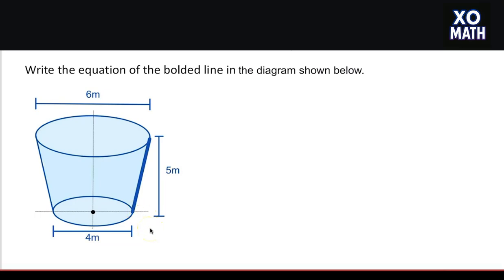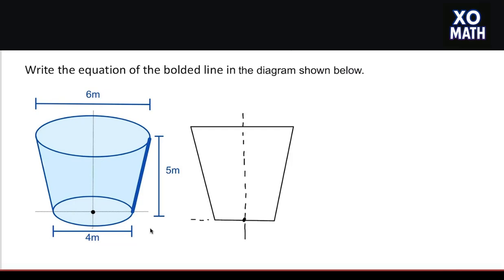If I looked at this from the side, I would see a two-dimensional object. It's going to look like a symmetrical trapezoid. Try my best there. And so again, the origin, 0, 0 is here. This is the y-axis, and here's the x-axis. If this whole base is a length of 4 meters, then this point here would be the coordinate point 2, 0. And then this height here is 5 meters.